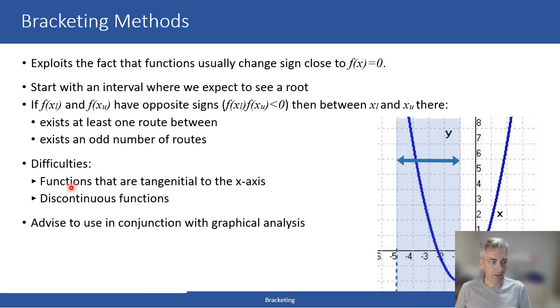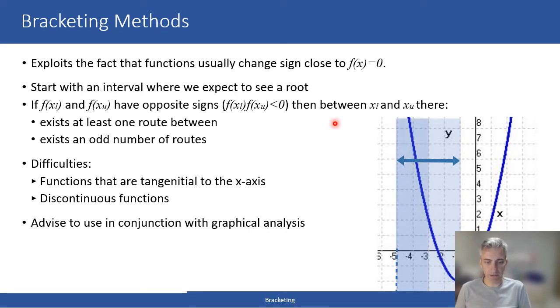The problem is that if the function is tangential to the x-axis, so if the curve comes down and then skims the x-axis but doesn't really pass through it, there can still be a root there if it touches the x-axis, and we will not find it because the product of f of xl and f of xu will not be less than 0, because both sides of the function would be positive in that case. And it also doesn't work if there's a discontinuity in the function. So it's always good to use these bracketing methods in conjunction with some sort of graphical analysis like we're doing here.